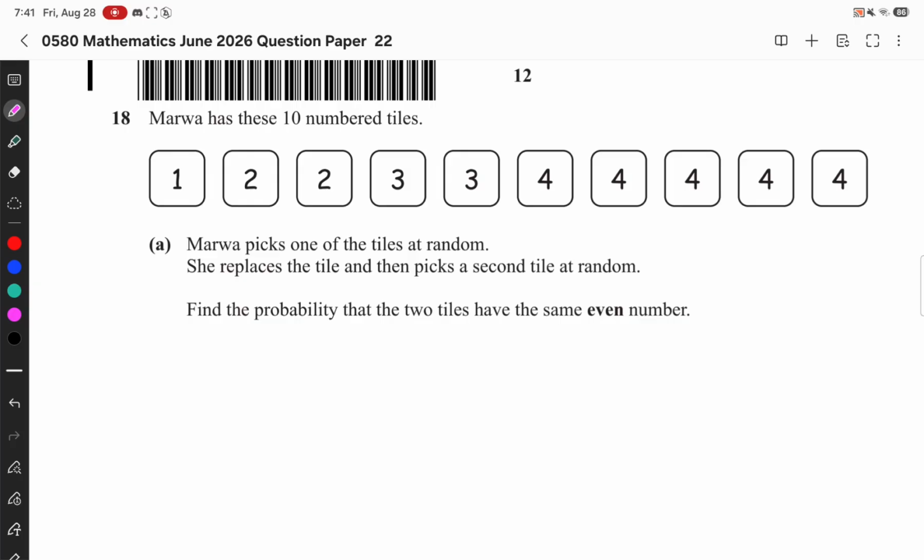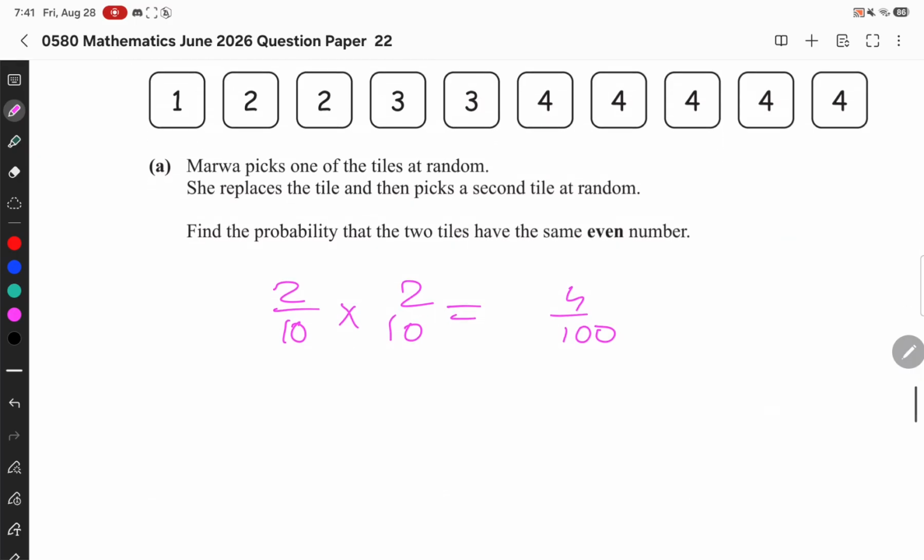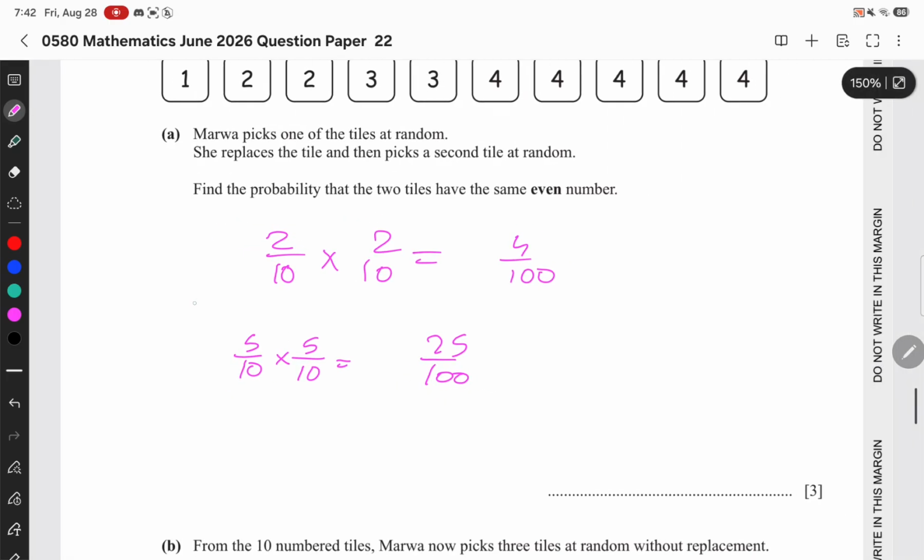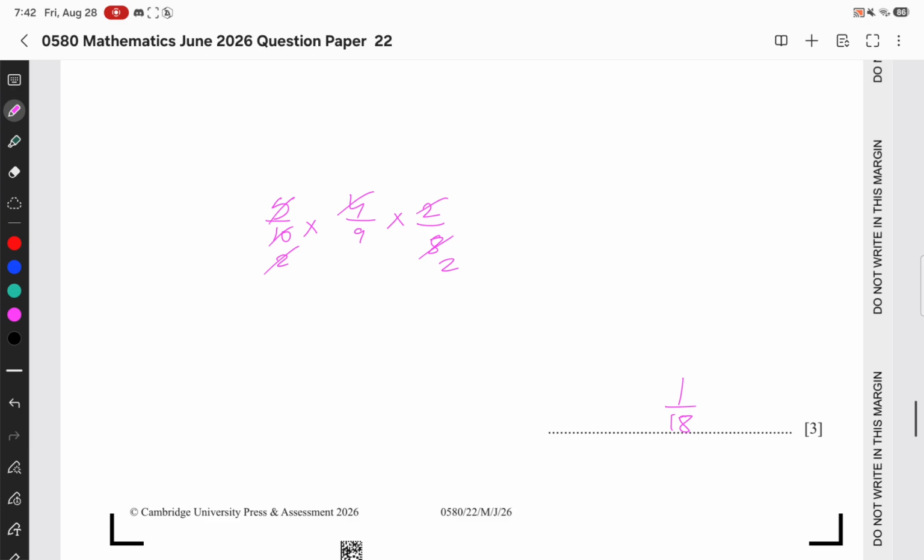The method to choose 2 is 2 over 10, and you choose it twice, which is 4 over 100. Then choosing 4 twice is 5 over 10 times 5 over 10, which gives us 25 over 100, and we sum those up, because or means we add them up to get 29 over 100. Nice. I hate this so much. And this is 1 over 6.